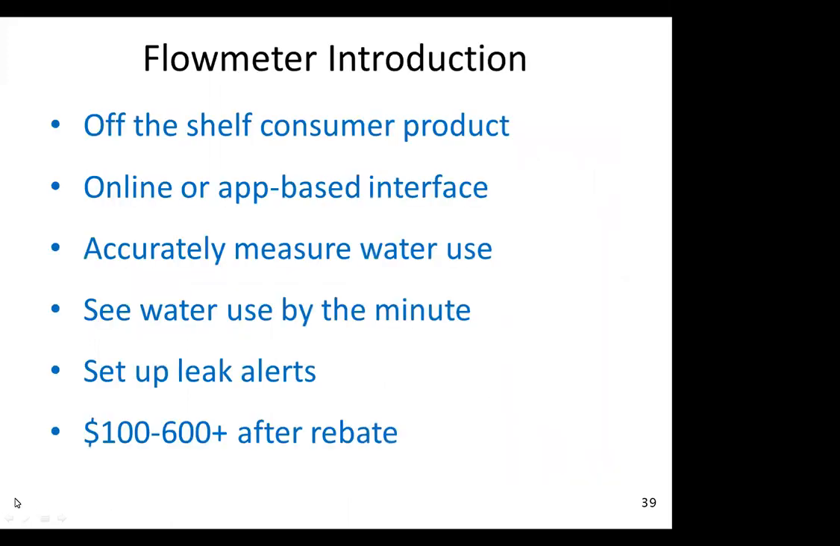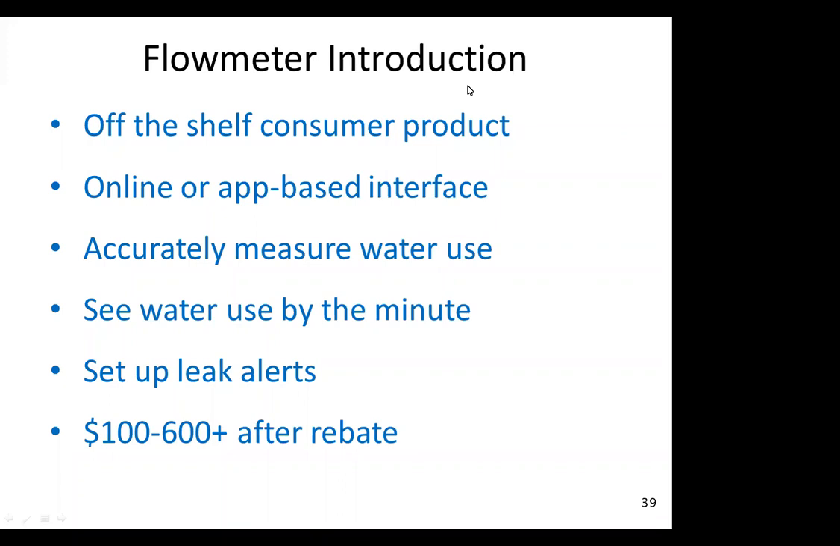Thanks, Jolene, for reviewing all of that information, how to read your meter, looking for leaks. Another option we have, people are asking about being able to get more information about water use at their property. A flowmeter is a newer kind of off-the-shelf consumer product you can buy that you can often either install yourself or have a plumber install to get more information about water use at your property.